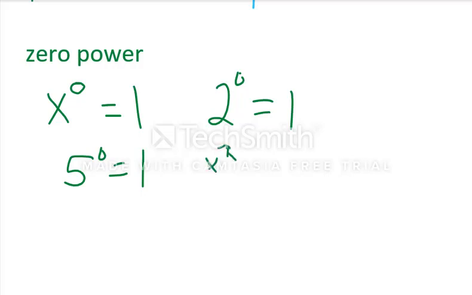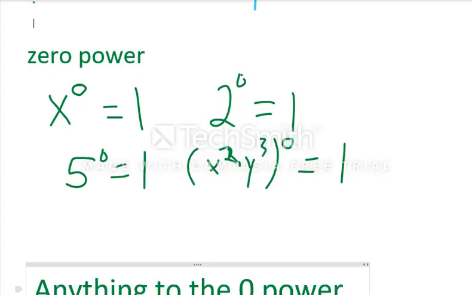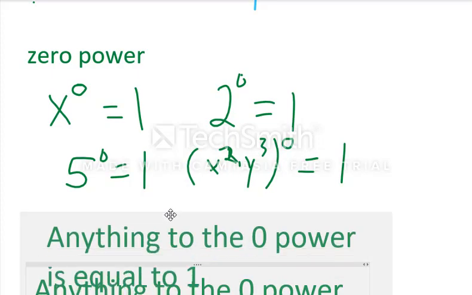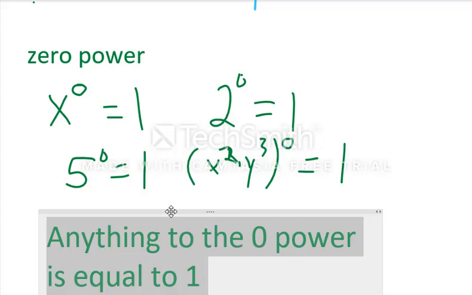X squared times y to the third to the 0 power equals 1. Anything to the 0 power is equal to 1. All right, so in general, anything to the 0 power is equal to 1.